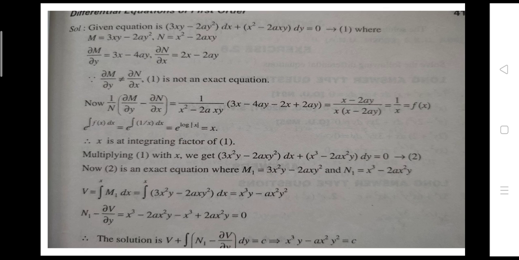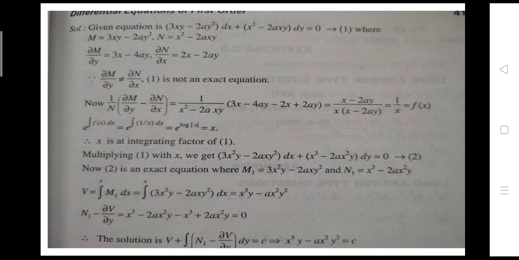V plus the integral of (n1 minus ∂v/∂y) dy is equal to c is the general solution. So what is v? Here v is equal to the integral of m1 dx, and m1 here is 3x²y minus 2axy², dx. Now integrating with respect to x, we get 3 into x³/3 into y. Here 3 gets cancelled, we have only x³y, and minus 2a x²/2 into y². Here 2 gets cancelled, we have only a x²y².